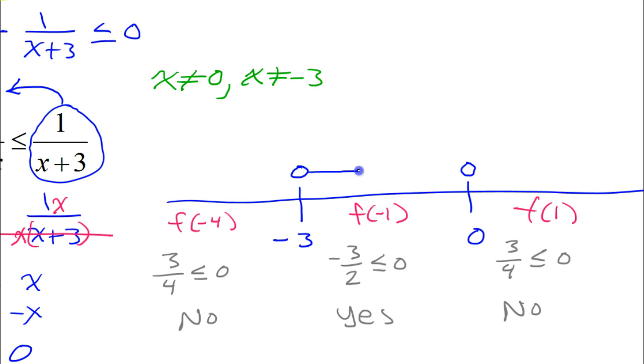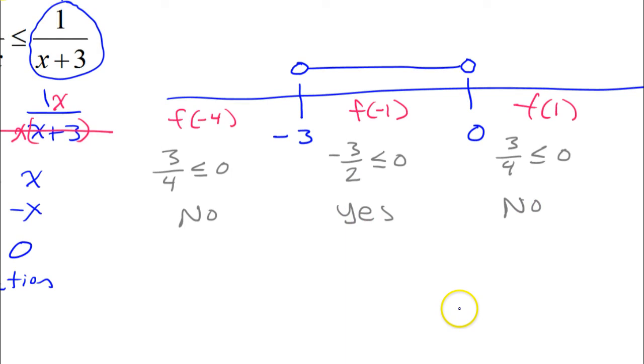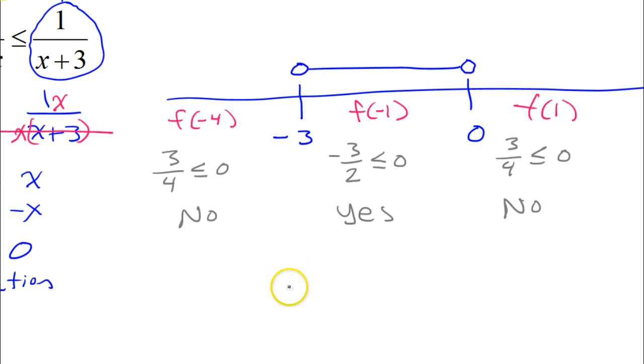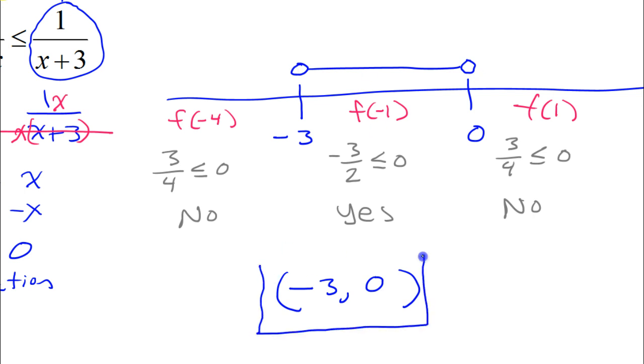So my yeses are here. My solutions are between -3 and 0. So this is a graph of my solution set. And in interval notation, that would be -3 to 0. And I will have to use round parentheses because of the open circles. And that's how it's done.